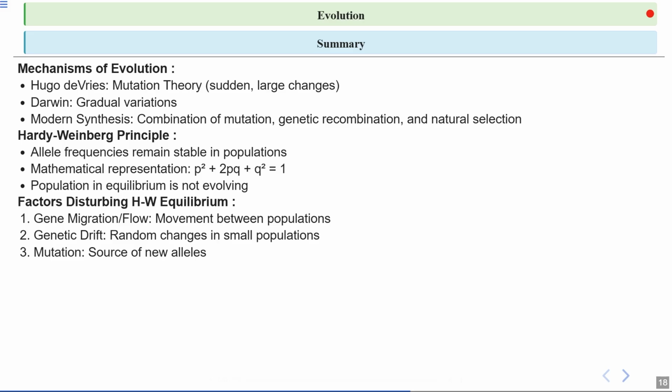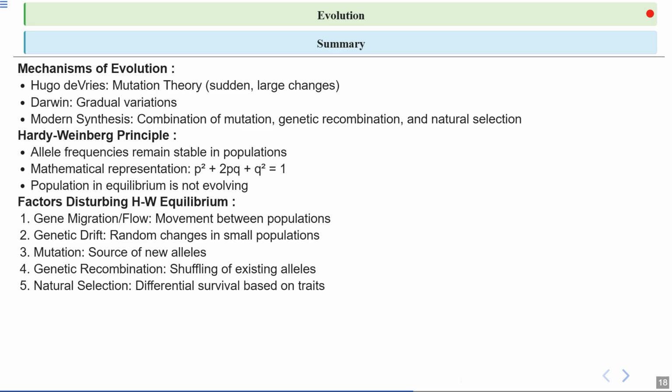Third one is mutation, which is the source of new alleles. And then genetic recombination, which causes shuffling of the existing alleles, and due to recombination new combinations are formed. The last one is natural selection, which leads to differential survival based on traits. Only those traits are selected by nature which give a survival advantage.